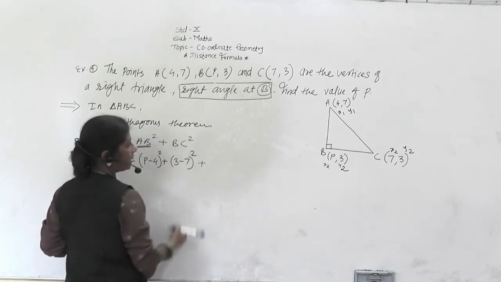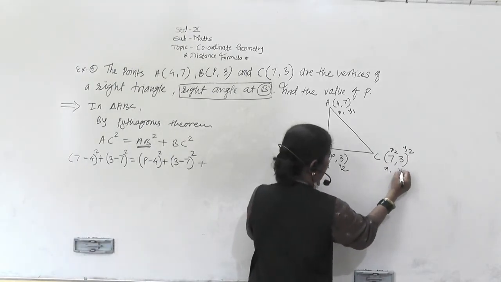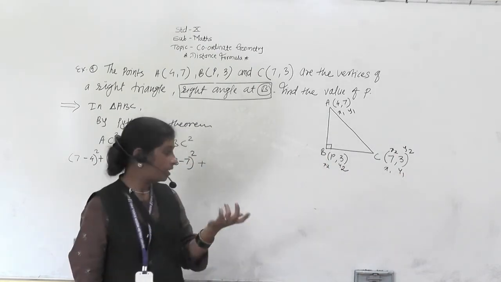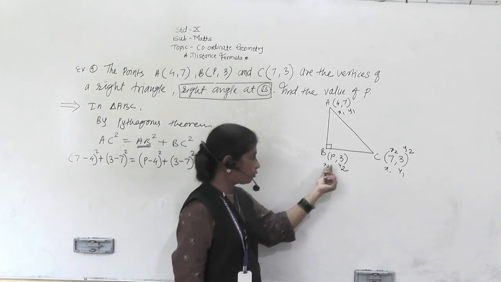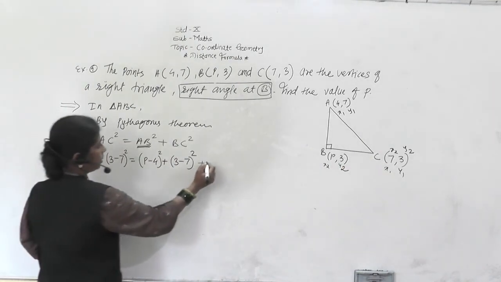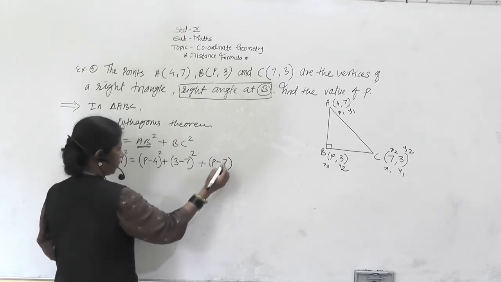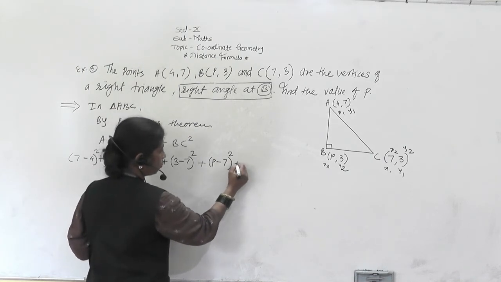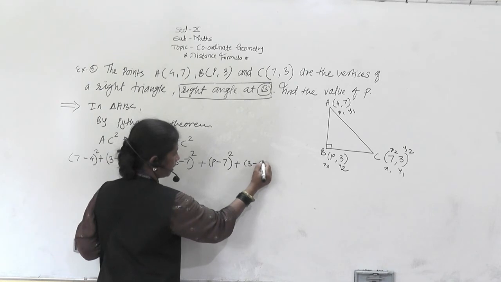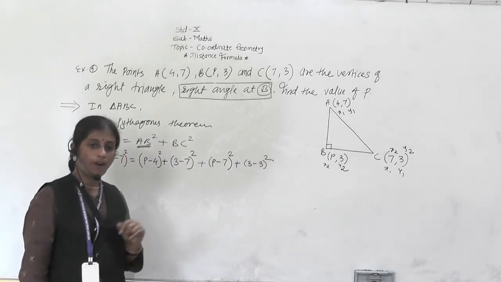Similarly for BC square. BC is what? This is x2, y2, and this we can take as x1, y1, for the BC distance, right? So same for BC, x2 minus x1 is (p minus 7) square, plus (y2 minus y1), where y2 is 3, so (p minus 3) square. Okay, now we will just simplify this.